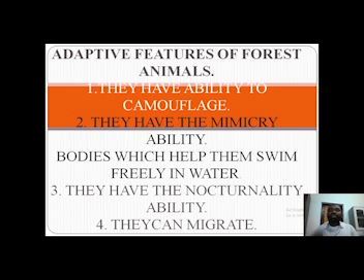They have the nocturnality ability. Wow, these are big grammars, but it means simple things. What does it mean? What are we talking about when we talk about nocturnality ability? We are trying to say that they are more active in the night, and in the day, that is when they sleep and rest. Forest animals, they are more active in the night. In the night, all through, they can walk around in the forest. They can move from one place to another in the forest. But in the day, they'll just relax and sleep and rest.